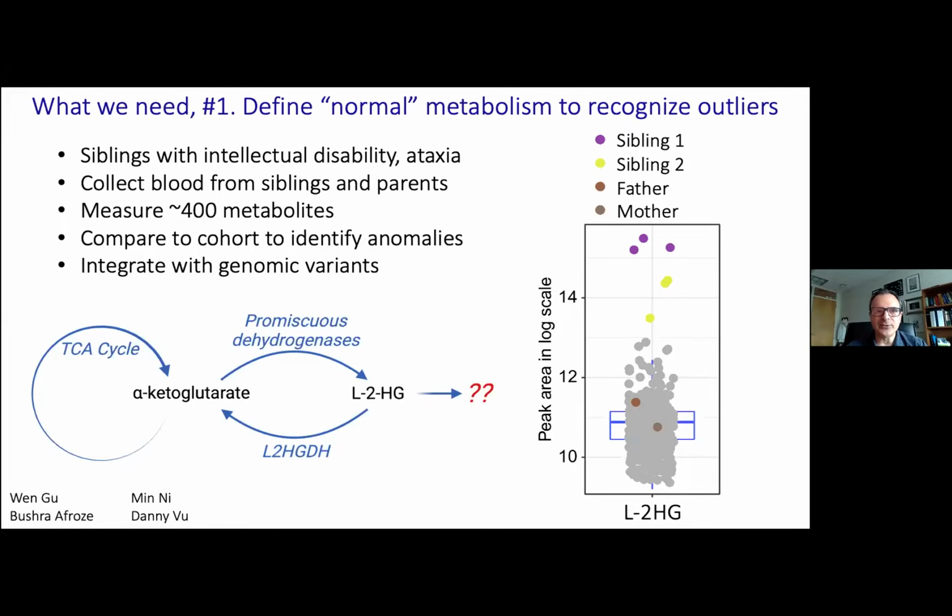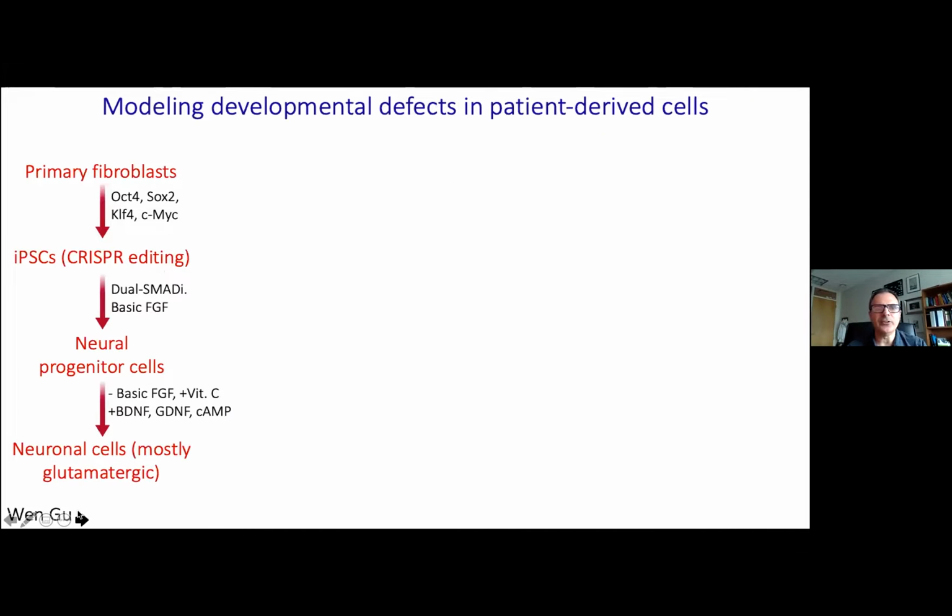And we suspect that there's a defect in differentiation because of the parallels with D2HG in cancer, but that hasn't been explored in detail yet in patients. And that's a common theme for these diseases. We know the defect, we know the metabolic consequences, but we don't know the mechanisms of tissue dysfunction.